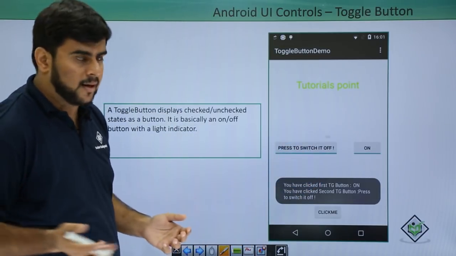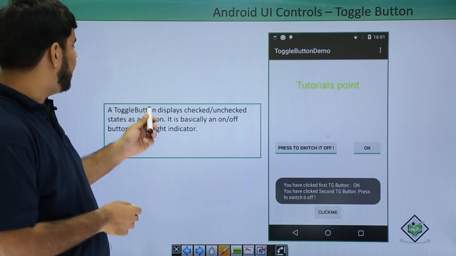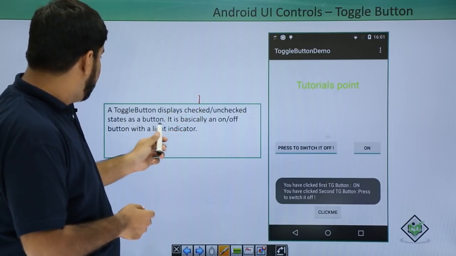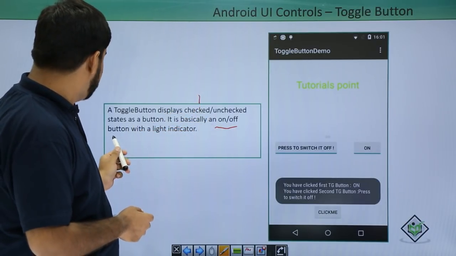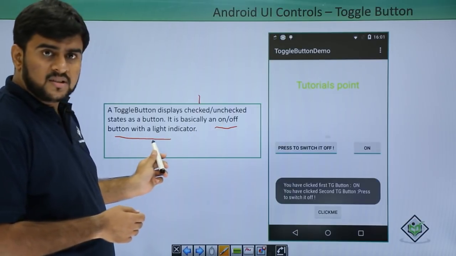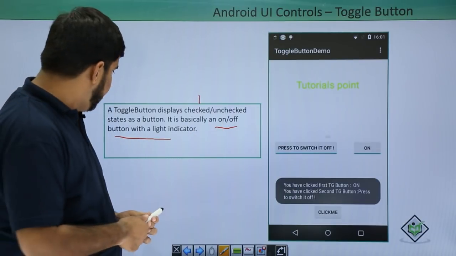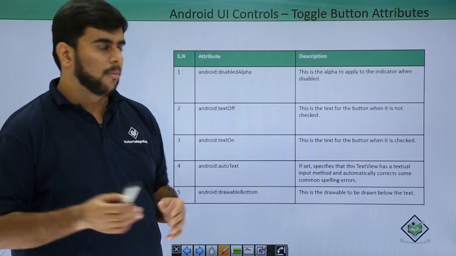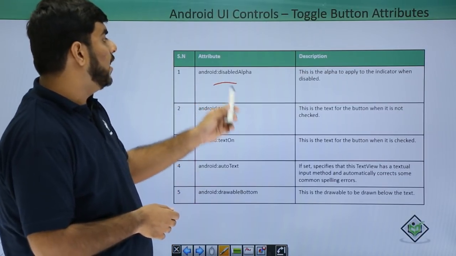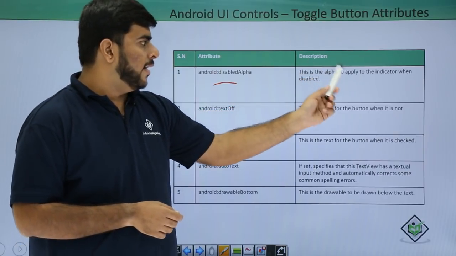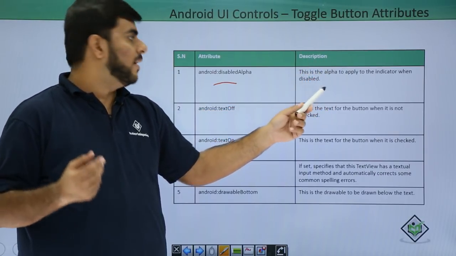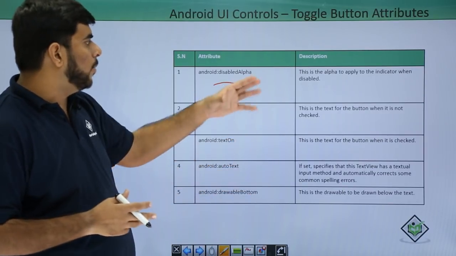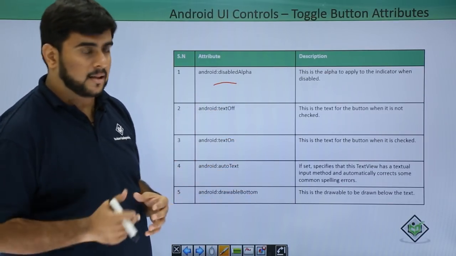Now let's see how this button actually works. Basically, this is a button which can either be displayed checked or unchecked. It is also showing the on-off states with a light indicator. So let's see what are the basic properties for the toggle button. So first is disabled alpha. This property displays that the indicator has been disabled.